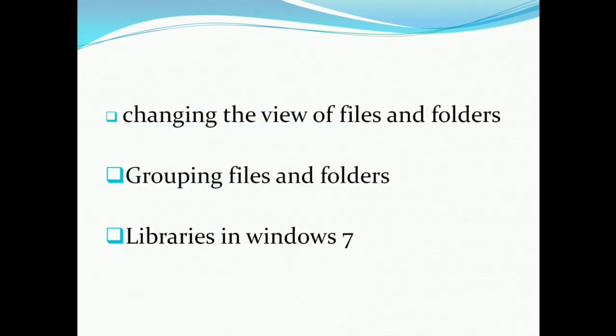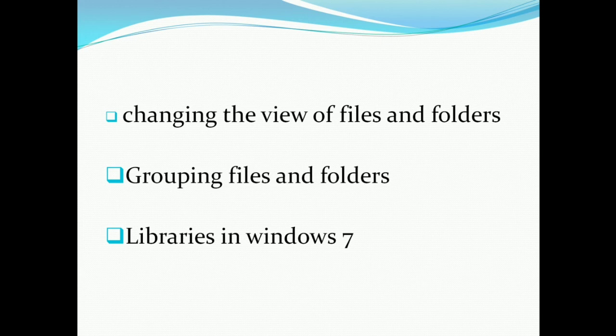We can also change the view of the files and folders. These views change the preview of all files and folders available in Windows Explorer. We have to click on the drop down arrow on the Change Your View button on the toolbar and choose the type of view. And we can group the files and folders. Grouping arranges the files and folders into different sections. It will depend upon the type of grouping you need.